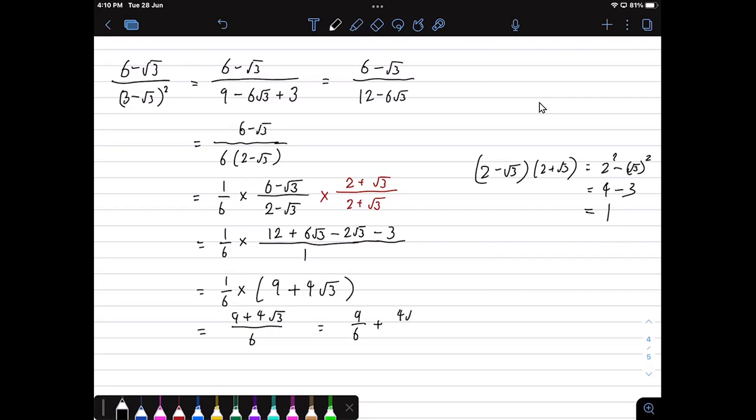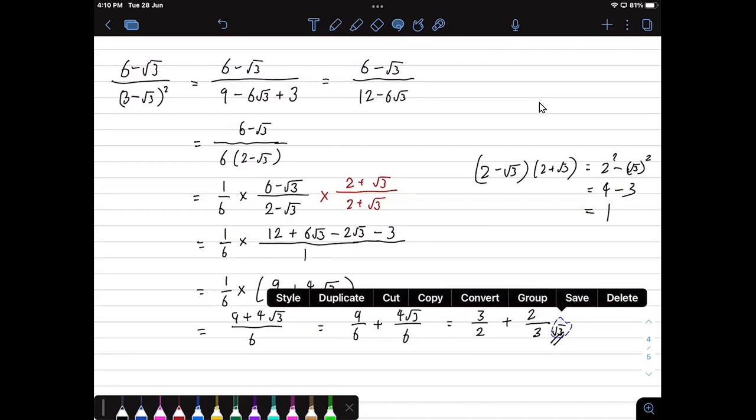9 over 6 plus 4 root 3 over 6. Oh, actually, yeah. Then you can divide by 3 on both sides for 9 over 6. You'll get 3 over 2. Then the next one, 4 and 6 cancel off a factor of 2. You're left with 2 root 3 over 3. Or you could put the root 3 down in the middle like this. Make sure you don't write it all the way at the bottom. This doesn't look so good.